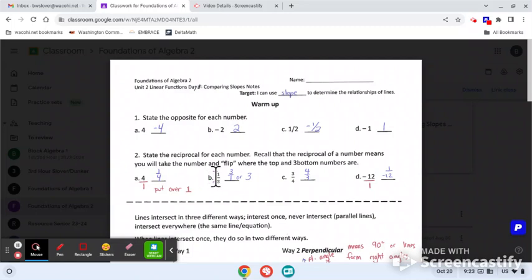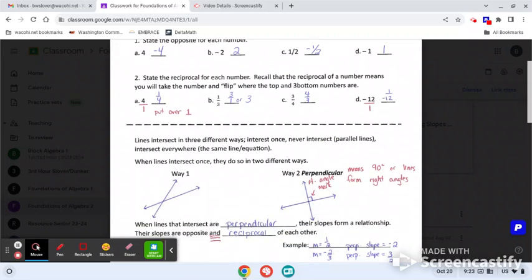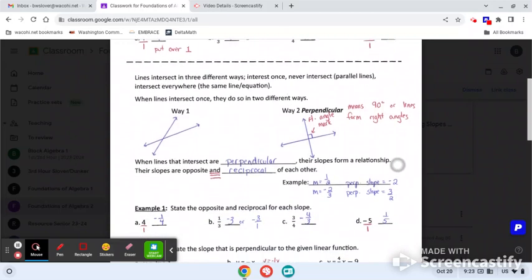The reciprocal of 1 over 3 is 3 over 1, or if you wanted to, you could reduce it to a 3. And the reciprocal of 3/4, once again, I'm flipping, I'm switching where the numerator and denominator are, is 4/3. And we're going to use that information in our lesson today.